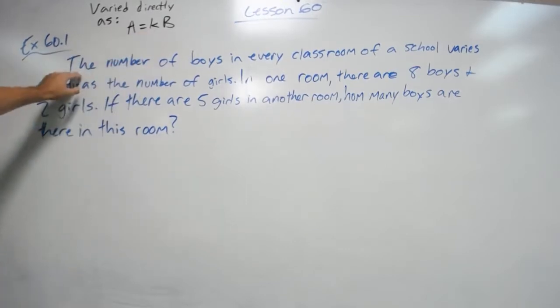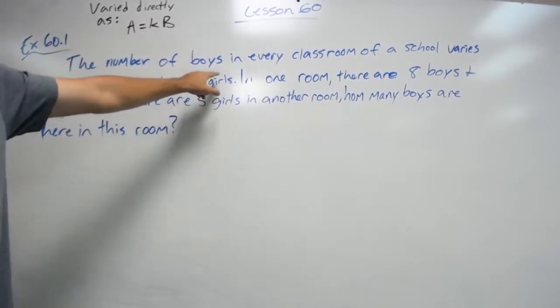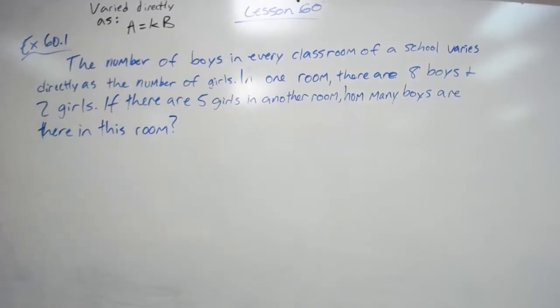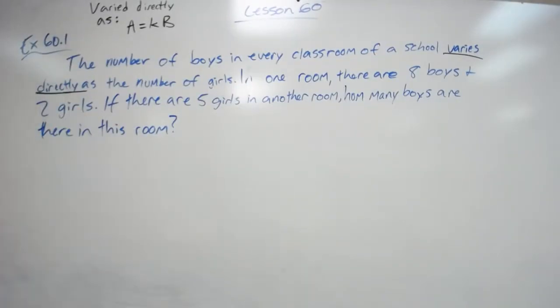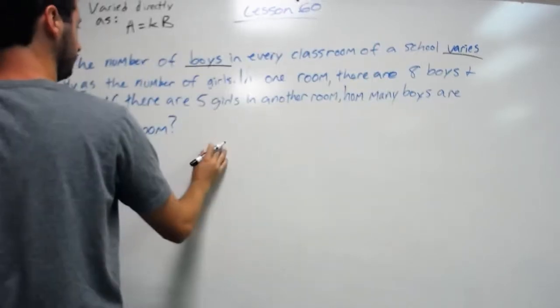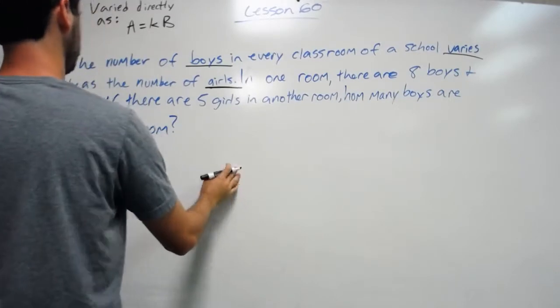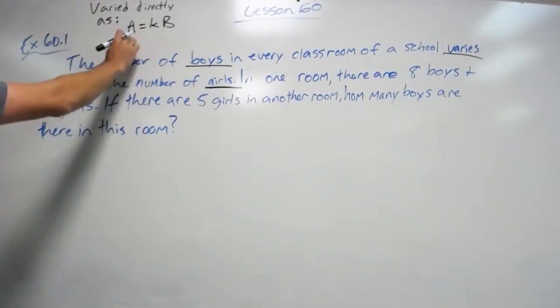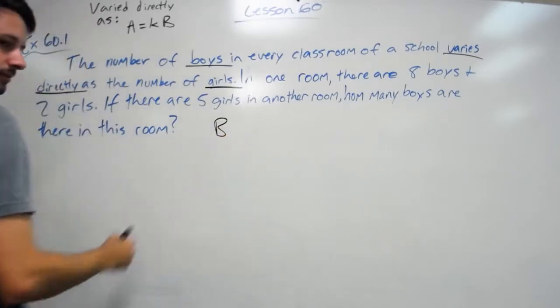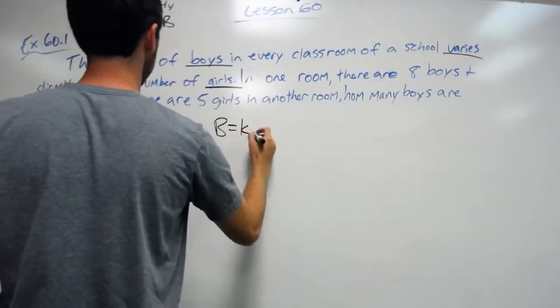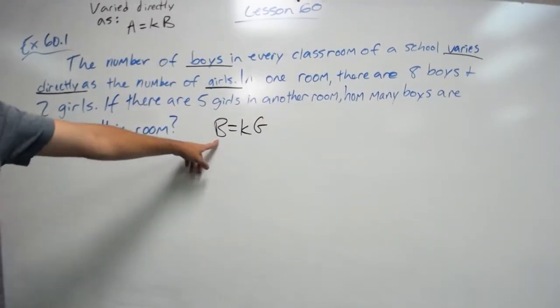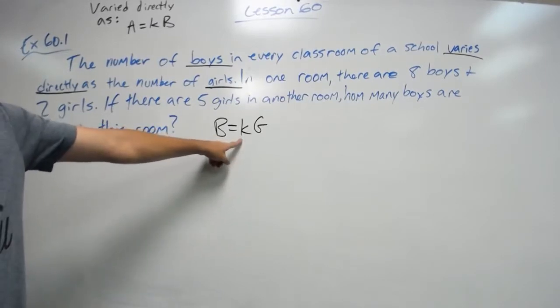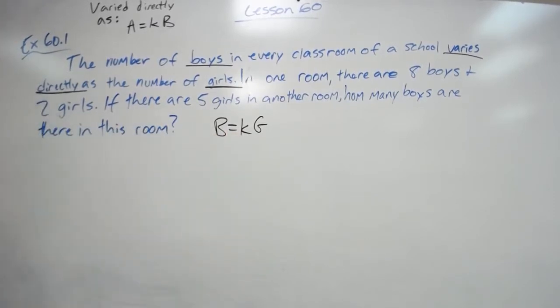So let's look at this equation. The number of boys in every classroom of a school varies directly as, so those are your clue words, varied directly as the number of girls. So if we know that the number of boys varied directly as the number of girls, we're going to use this equation, except instead of A, I'm going to use B for boys. And then instead of B over there, I'm going to use G for girls. And that's where we're at.